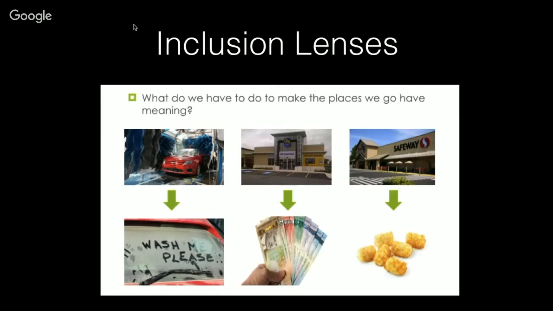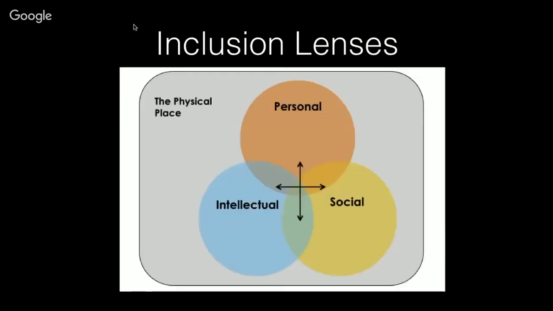And so we kind of use this idea to be like, well, what are the possible purposes for kids in all of the places that they go? This is what the literature says in terms of inclusion lenses, is that in every place that kids go, there's three possible purposes. And this is not just for kids with disabilities. This is for all kids. This is for all people.